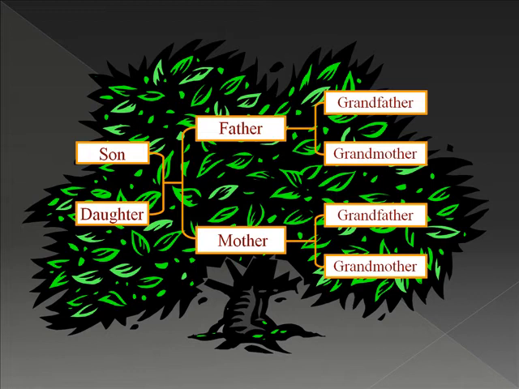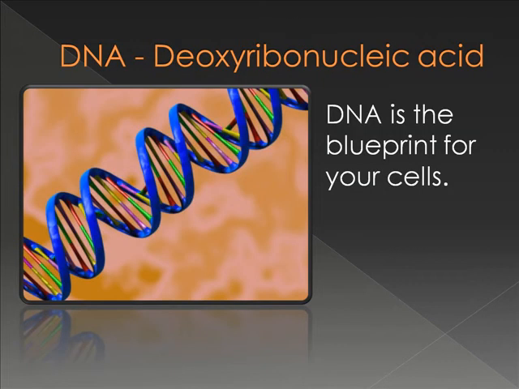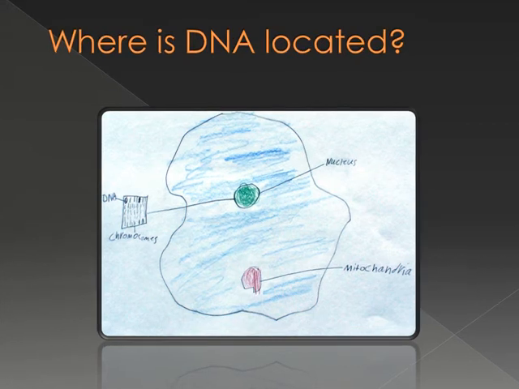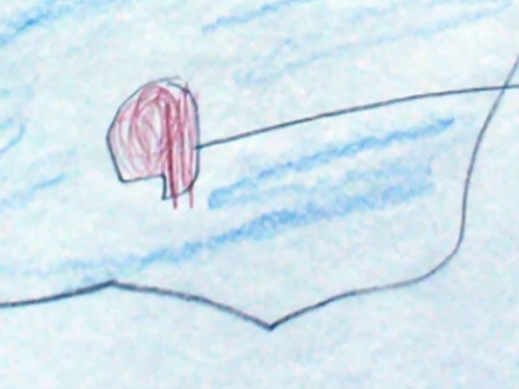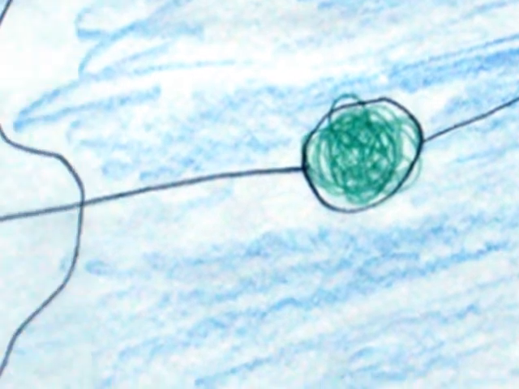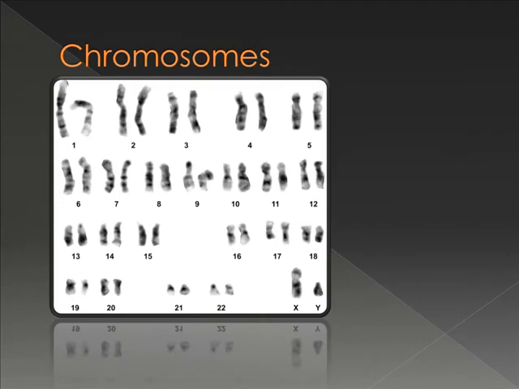This is a pedigree chart. This is now going to be enhanced by DNA, short for deoxyribonucleic acid. DNA is simply the blueprint for our cells. Where is DNA located? It is located inside the nucleus and the mitochondria. The mitochondria is the power plant for your cell, so to speak. It contains mtDNA. The nucleus is the control center for your cell. It contains DNA in the form of chromosomes, like these.